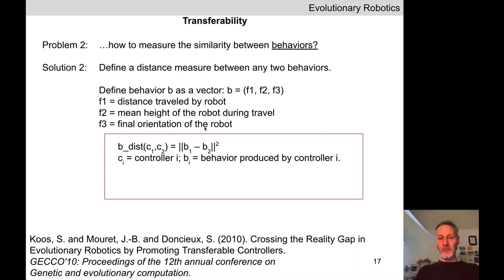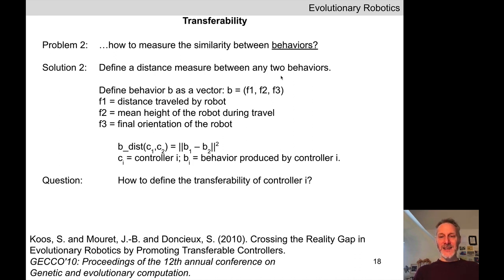If these two points, B1 and B2, sit right on top of one another, those two controllers produced identical behavior in the robot. That behavior could be, in both cases, the robot sits still, or in both cases, the robot does this, or does this. It doesn't really matter. As we move forward, we're going to see a lot of C's and B's. Remember, C sub I references the ith controller in the population, and B sub I denotes the behavior produced by that controller.